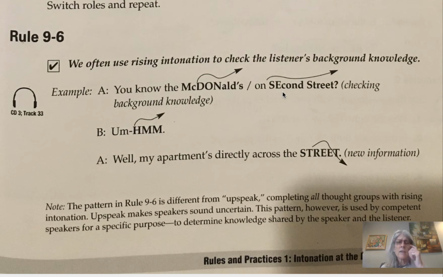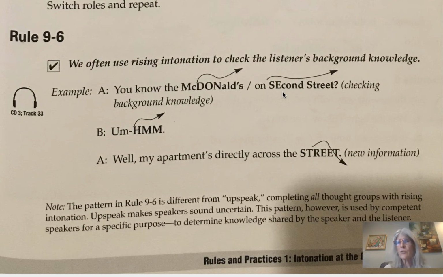So if you listen, and you can listen to CD3, track 33, you know the McDonald's on 2nd Street? So we're trying to see if they know where that restaurant's location is and if they know the name of that restaurant. So on a confirmation check, we're trying to see if whoever our listener is knows. We're going to raise our voice up because we're showing them that we're not sure that they know.